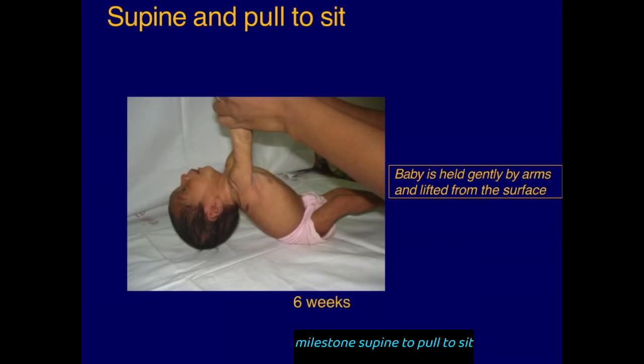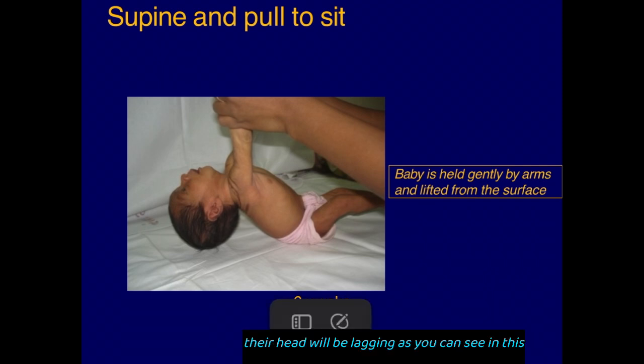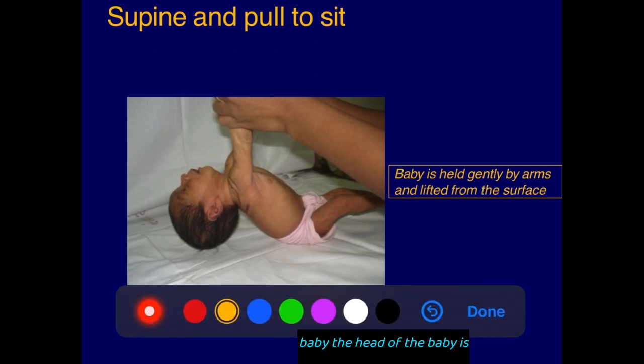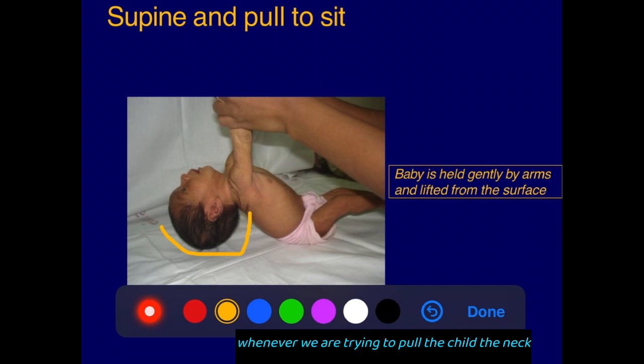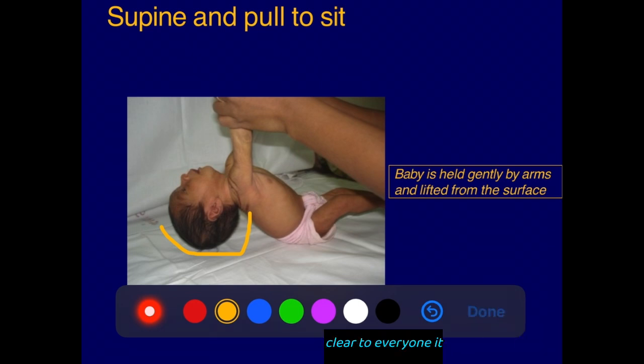Gross motor milestone. Supine to pull to sit. Whenever we are pulling a baby to sit, their head will be lagging. As you can see in this image, the head of the baby is lagging. That means the child does not have neck control, right? Whenever we are trying to pull the child, the head will be falling backward in whichever direction we are pulling, right? I think this is clear to everyone.